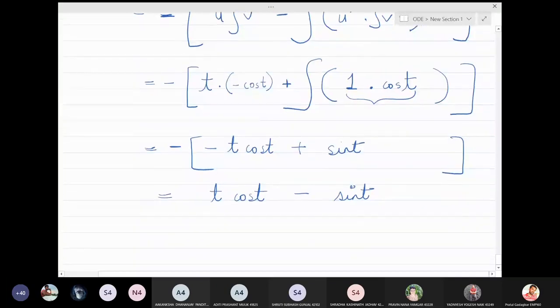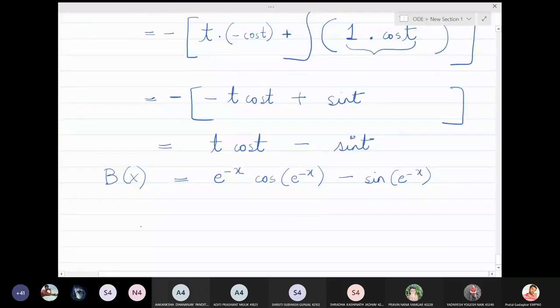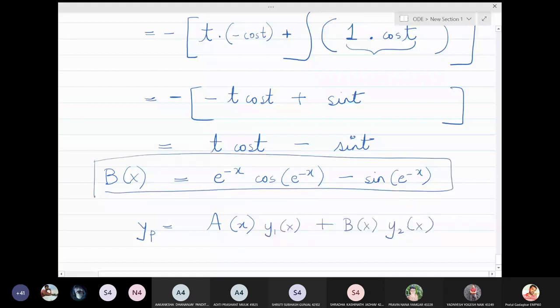What was t? T was e raised to minus x: cos e raised to minus x minus sine e raised to minus x. This is your bx. Therefore, now you know what your yp is: ax y1 x plus bx y2 x. We have obtained ax and bx above.